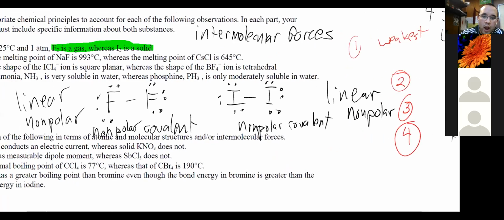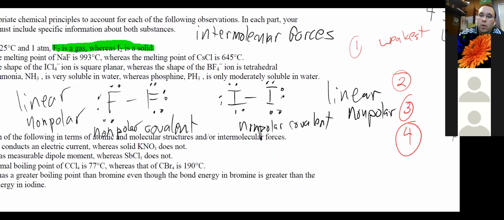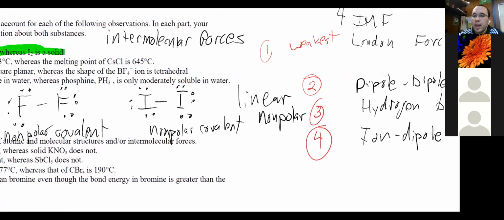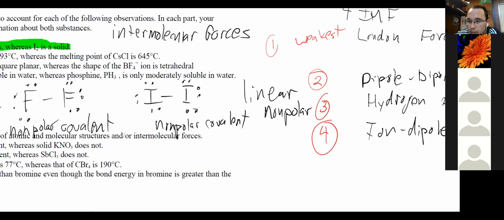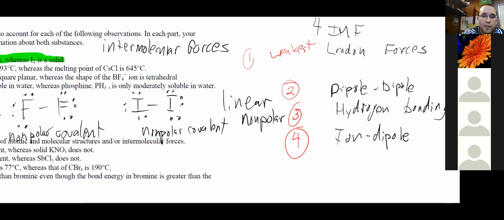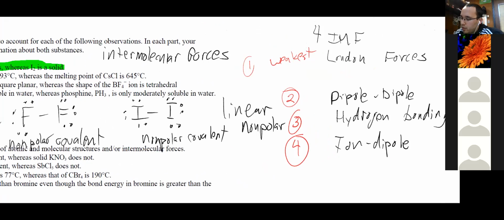So when we look at our F2 and our I2, what forces do they have? Actually, here, let me make this a little bit bigger. What forces do they have for our F2 and our I2? What intermolecular force holds them together? Well, for sure, dipole-dipole, right? Why would there be a dipole-dipole? Oh, wait. There are no dipoles on this one. It's only London dispersion, Van der Waals. So we would only have London forces.